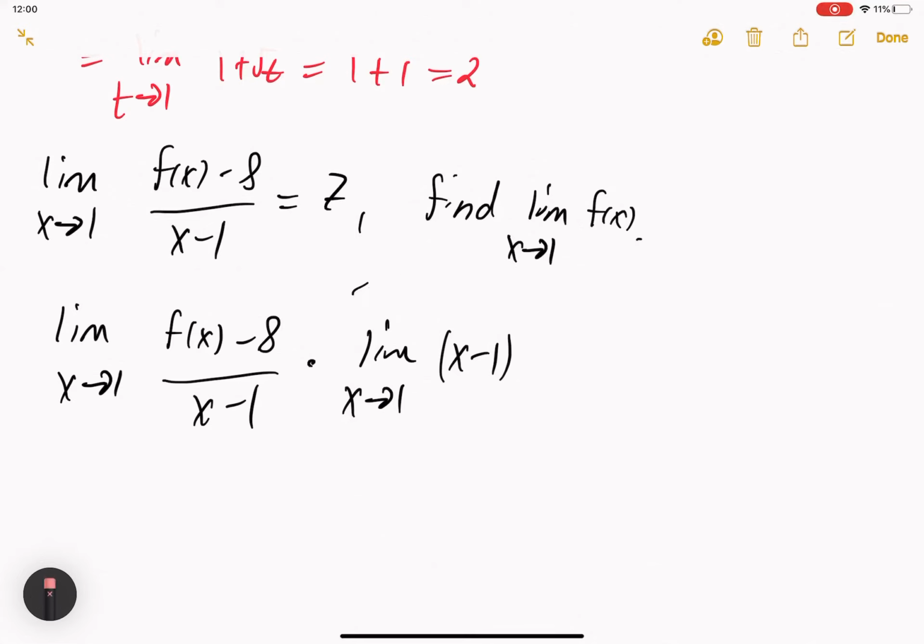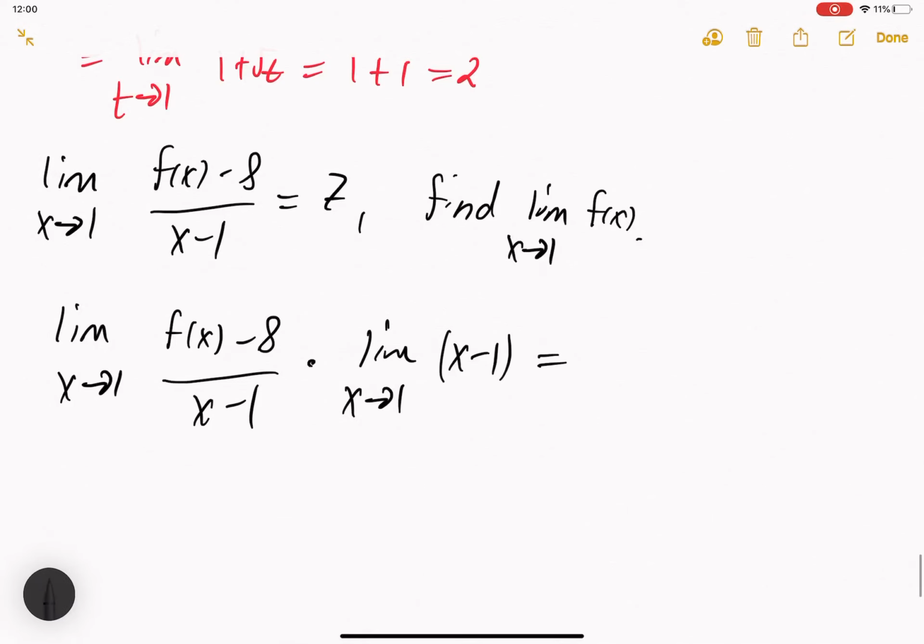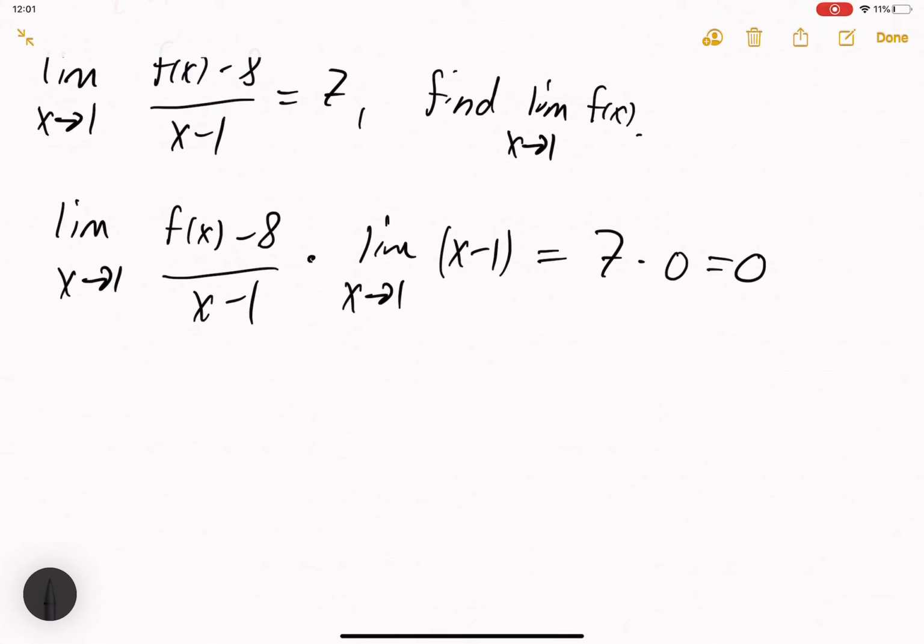Just a quick side note of what this is equal to: it is equal to 7 times the limit as x goes to 1 of x - 1. This is a polynomial, so we can just plug in 1, and 1 minus 1 is equal to 0. So this right here will be equal to 0. Just keep that in mind. This is kind of the backwards direction, I guess you could say, but now let's work with this side.